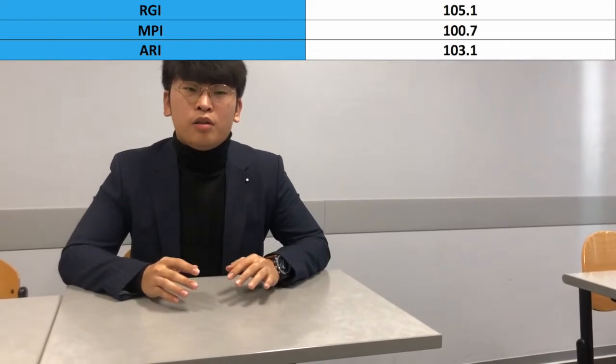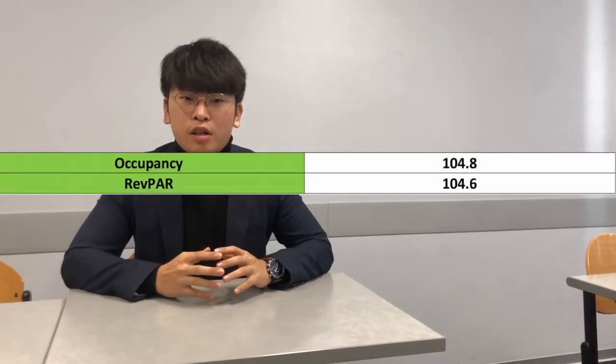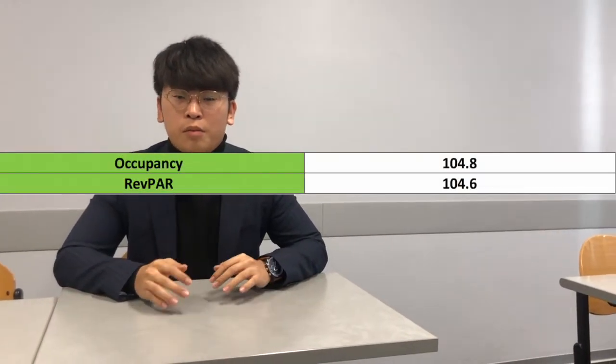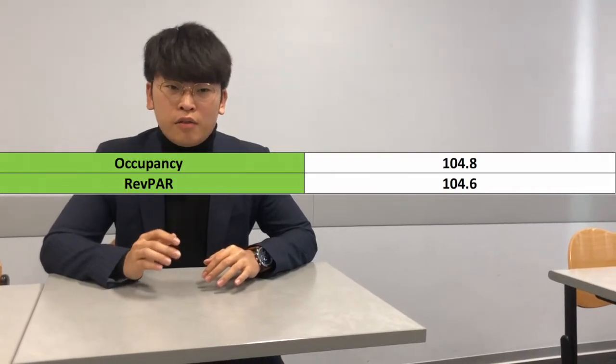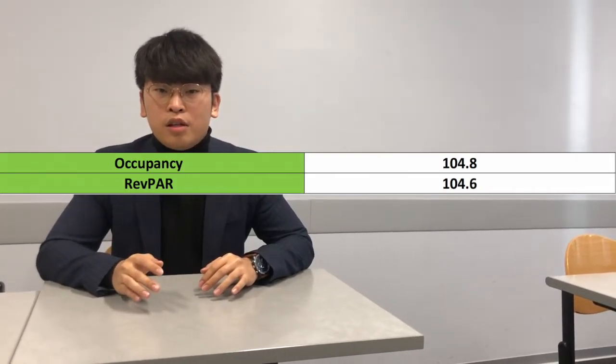The RGI, MPI, and ARI this period were all exceeding 100, which indicates how well we understood the market, and both occupancy and RevPAR were better than our comp sets. As a result, the positive outcomes were gradually increased compared to the first quarter.